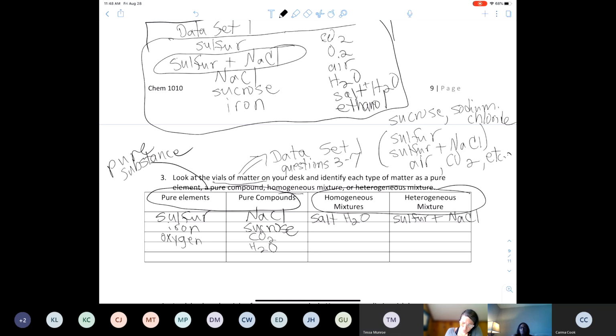And finally, ethanol. That's the formula for ethanol. Holy cow. C2H5O. It's made of 2 carbon atoms, 5 hydrogen atoms, and 1 oxygen atom. Pure compound. Very good.